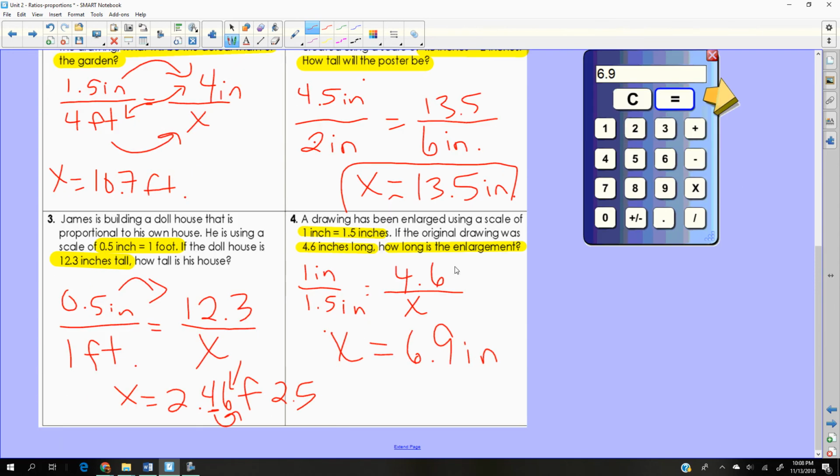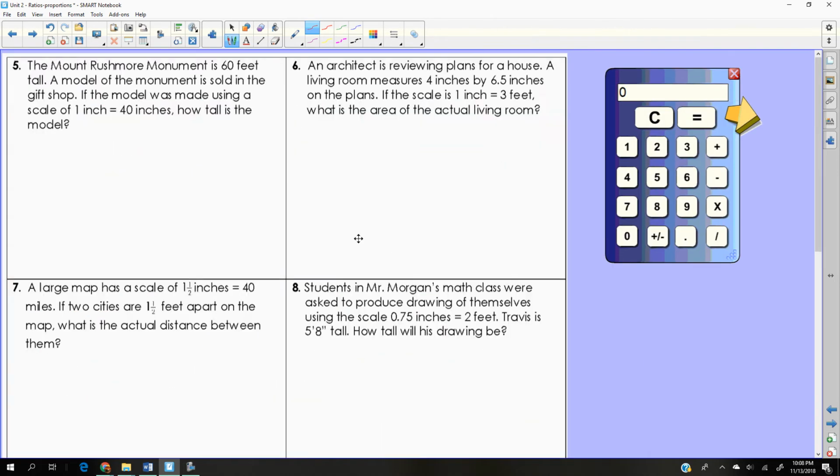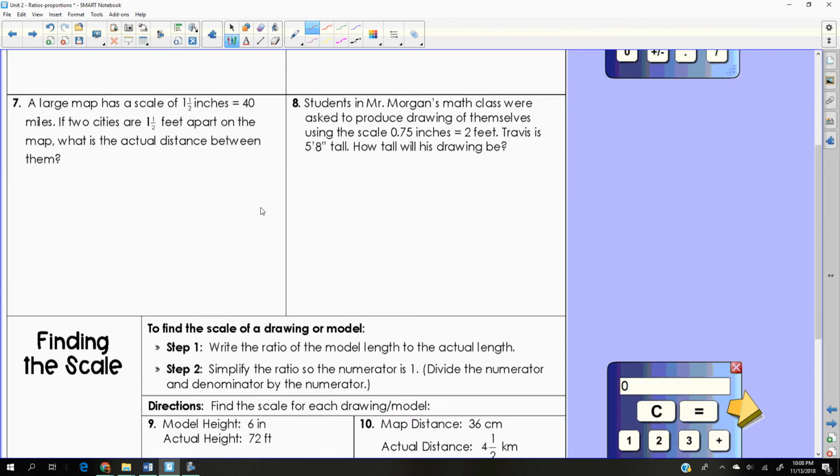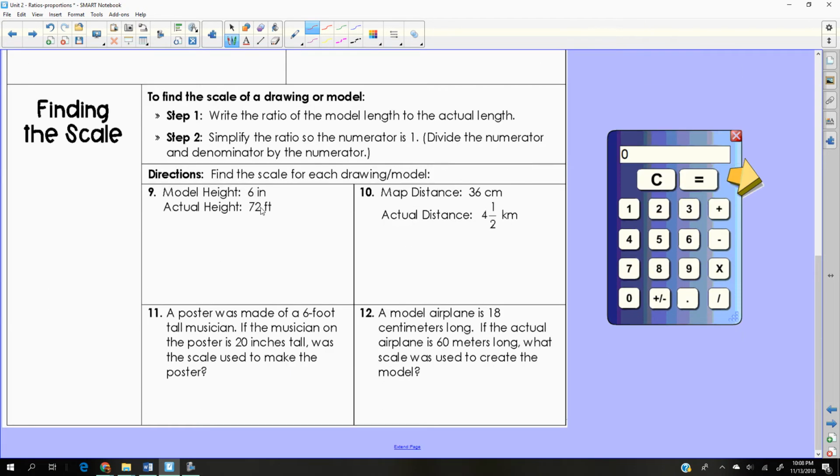All right. I think you guys are ready to be able to do these on your own. I'd like you to do numbers 5, 6, 7, and 8. So go ahead and pause the video. Do those 4 questions right there. Come see me when you're done and I'll check it. And then we'll go back to finding the scale. So we'll do this one together.